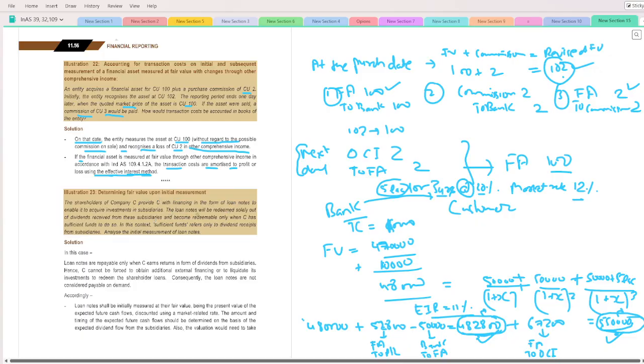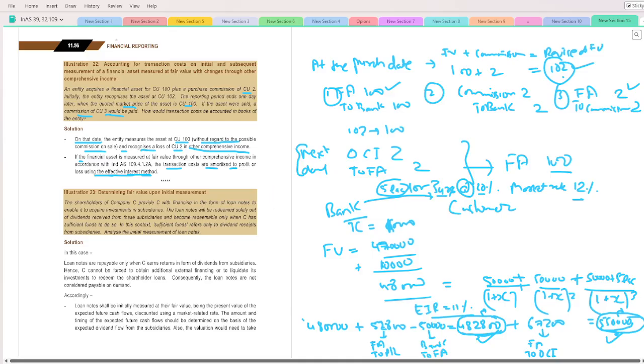The loan notes will be redeemed solely out of the dividend received from these subsidiaries and become redeemable only when C has sufficient funds to do so. That means it does not have any fixed life for the repayment, because it is redeemable only when C has sufficient funds. In this context, sufficient funds refers only to the dividend received from the subsidiaries. So C will be repaying that loan note when it is receiving the dividend from its subsidiary.